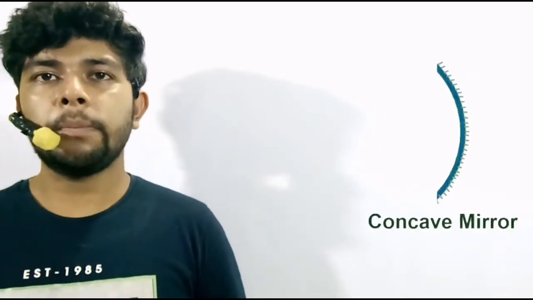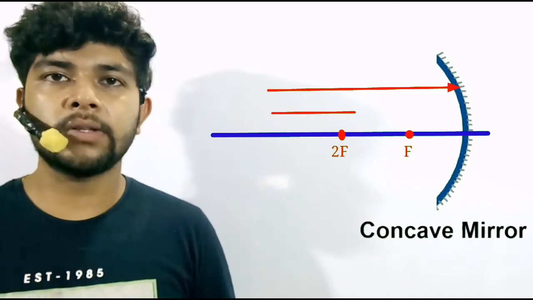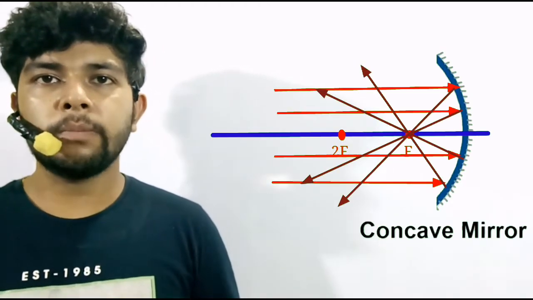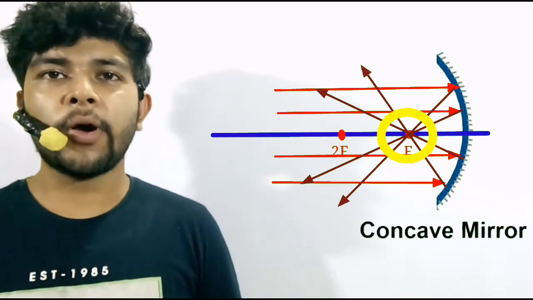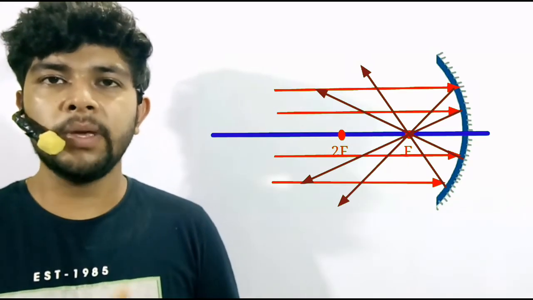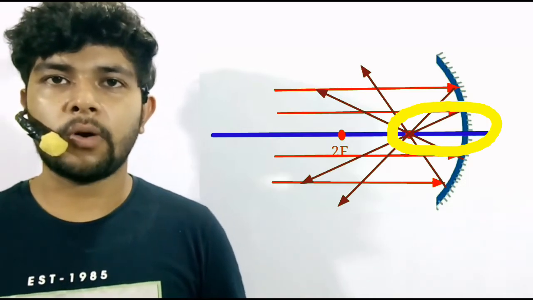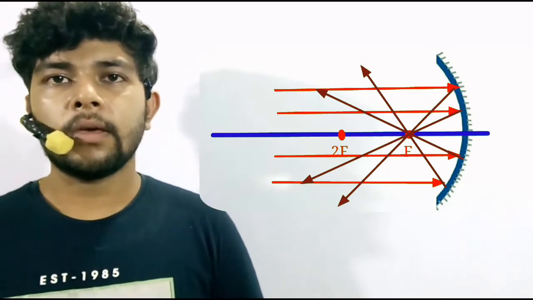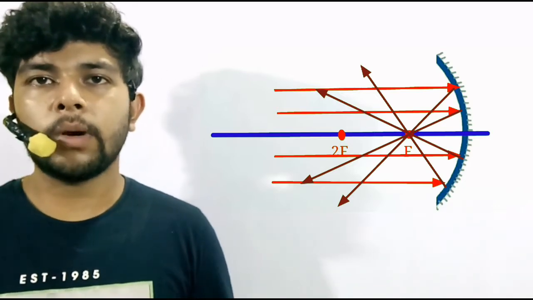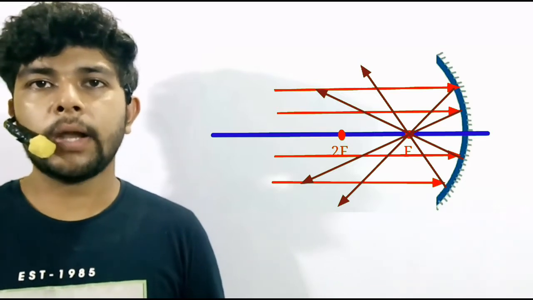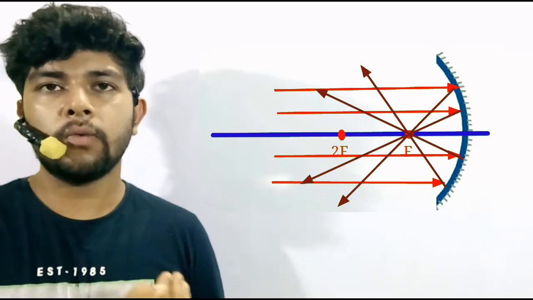So what is focus? When a parallel beam falls on the surface of the concave mirror, it will meet at a point, right? This point is called the focus, and the distance from the mirror to the focus is called the focus distance, or you can say focal length. So now we have learned what a concave mirror is, what the principal axis is, what the focus is, and what the focal length is, right? Now students, we will learn how the image will form if we put the object in 4 different places on the principal axis.